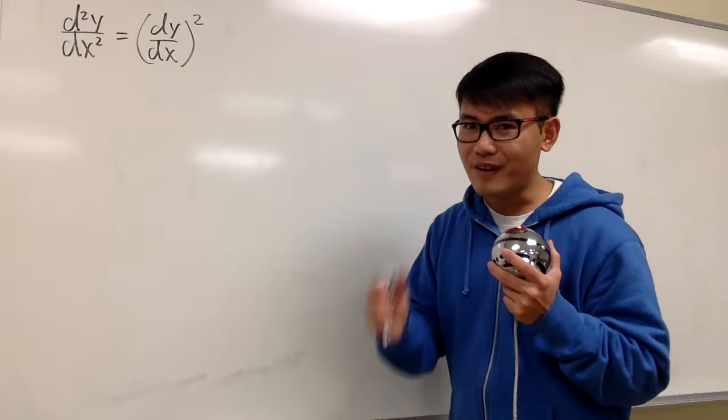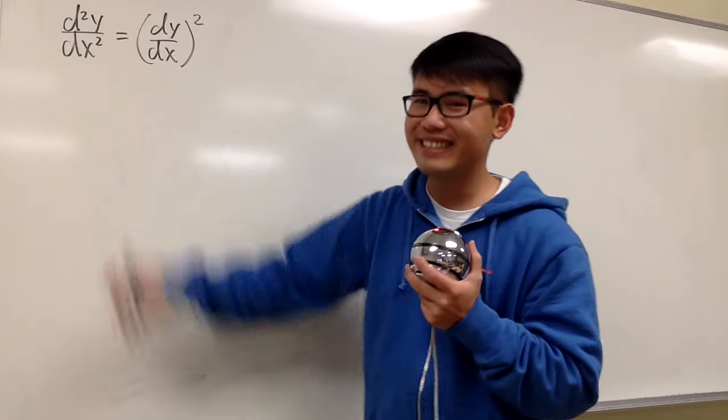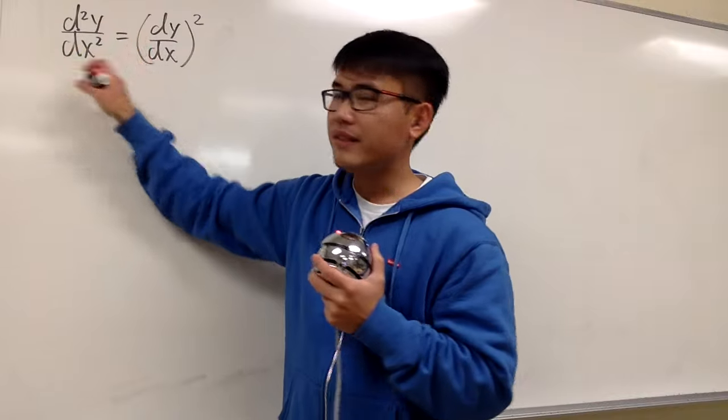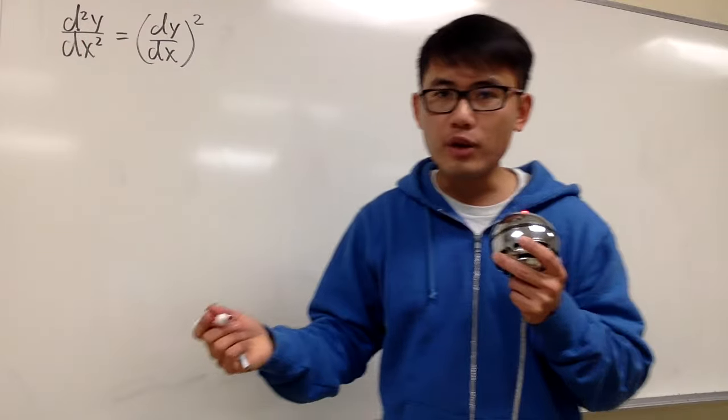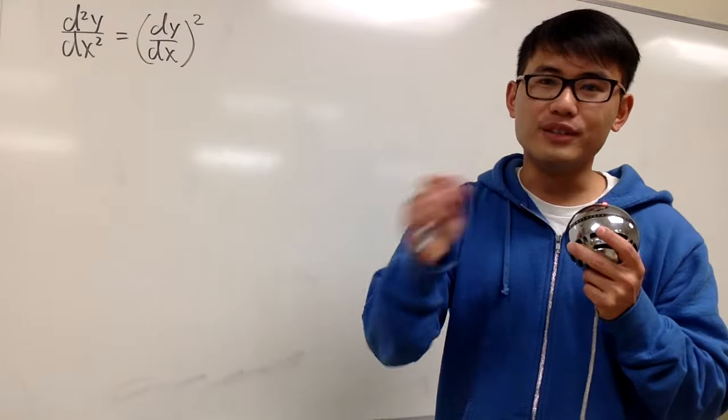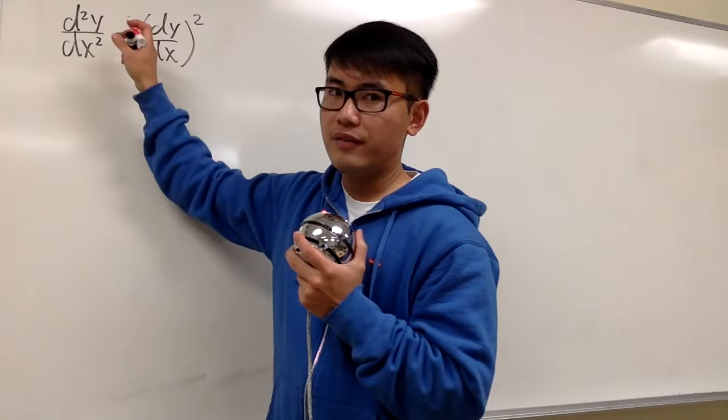We are going to find some functions to make this correct. So let's look at the left hand side. We have the second derivative right here, right? And remember, to get the second derivative, we have to differentiate the first derivative. And let me write this down right here for you guys.